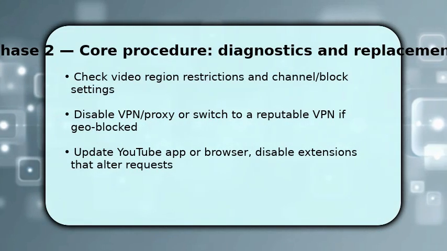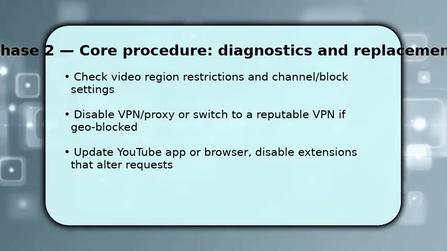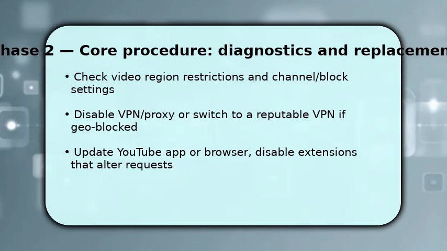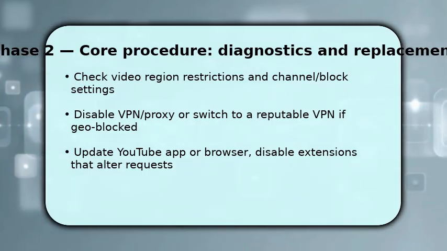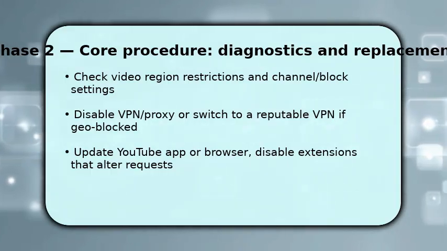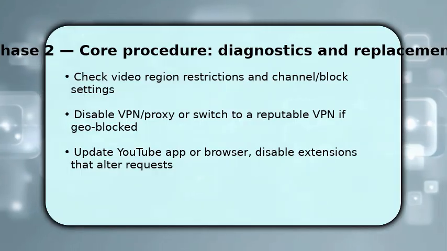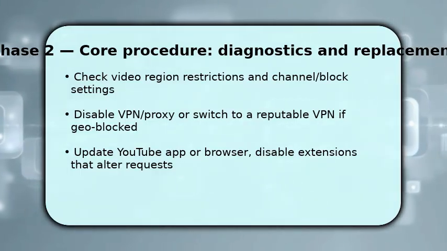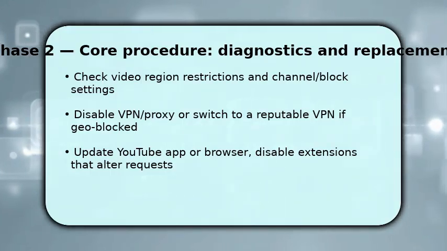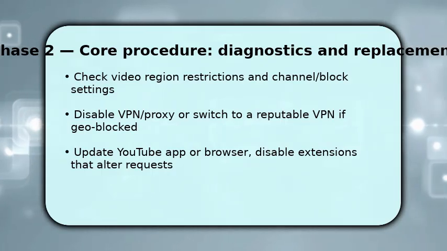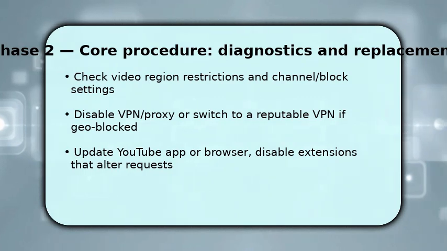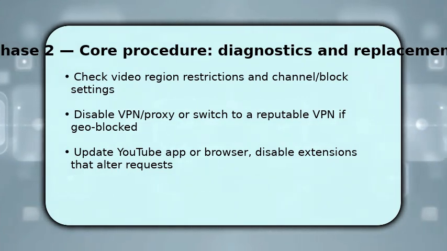Next, you handle regional and playback constraints. Inspect whether the video shows a region restriction or channel block, because geographic limits commonly cause the message. If you use a VPN or proxy, disable it first, then test. Alternatively, switch to a reputable VPN if the content is geo-restricted. Make sure the YouTube app or browser is up to date and temporarily disable ad blockers or privacy extensions, since they can alter requests and trigger availability errors.